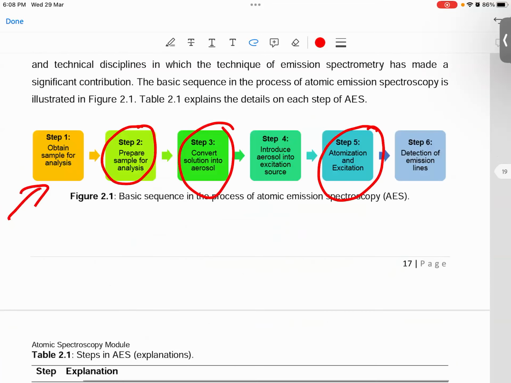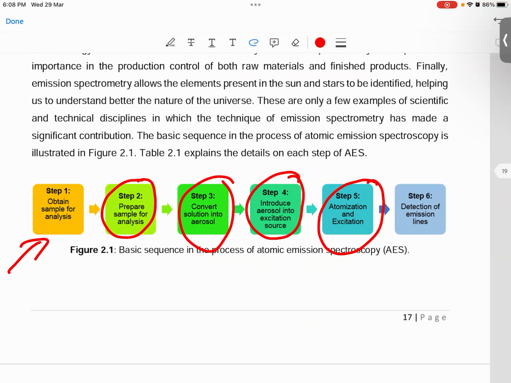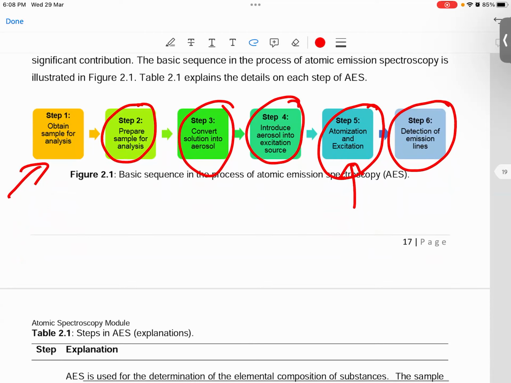So this one is almost similar. You have to aerosolize, do desolvation, do some sample pretreatment, which we will discuss, and detection of the emission lines. So for emission spectroscopy, we are focusing on emission lines, whereas for atomic absorption spectroscopy, we are focusing on the absorption spectrum.